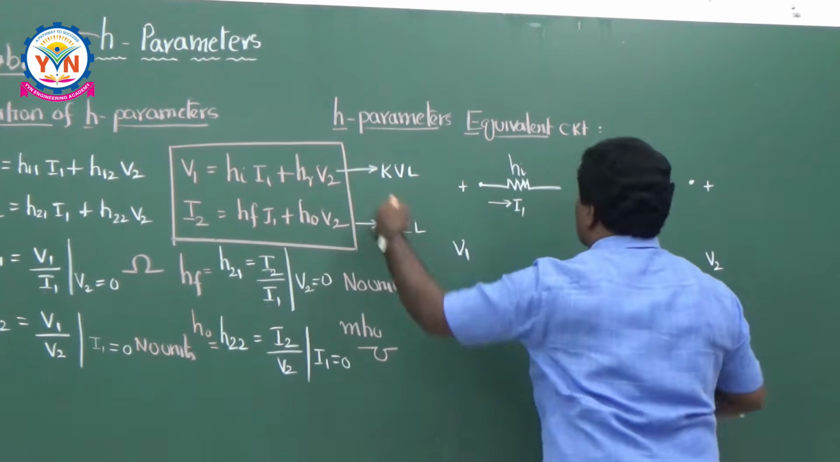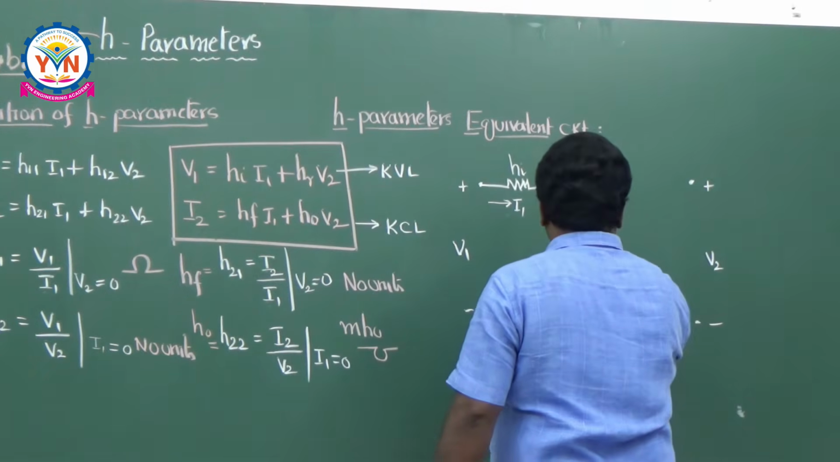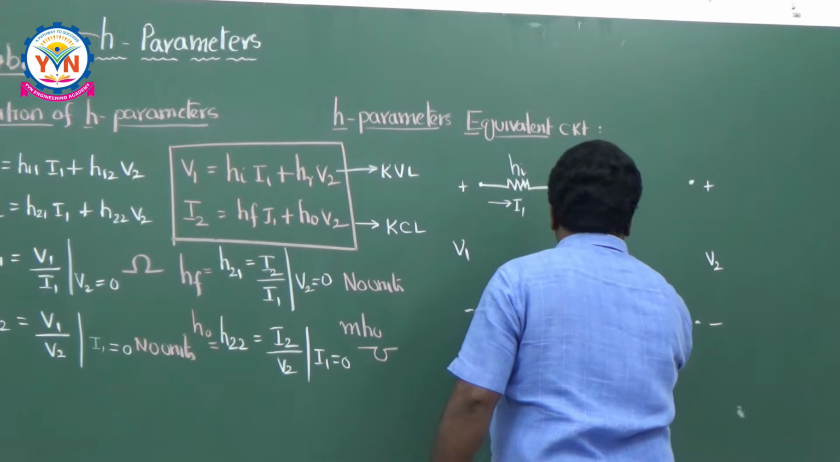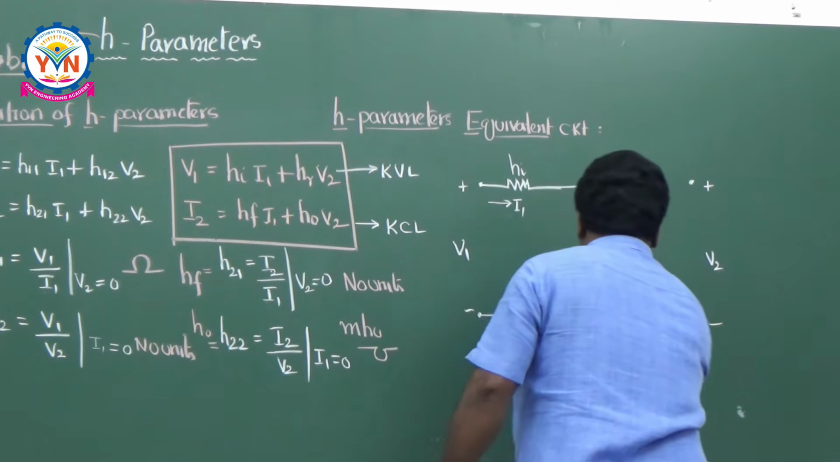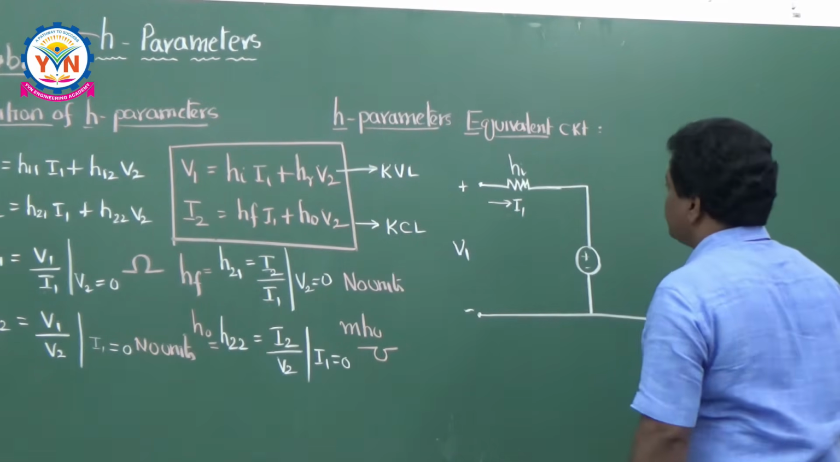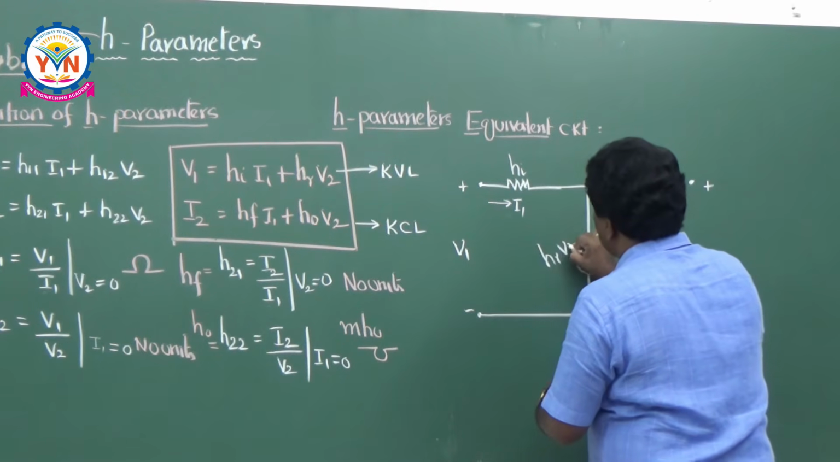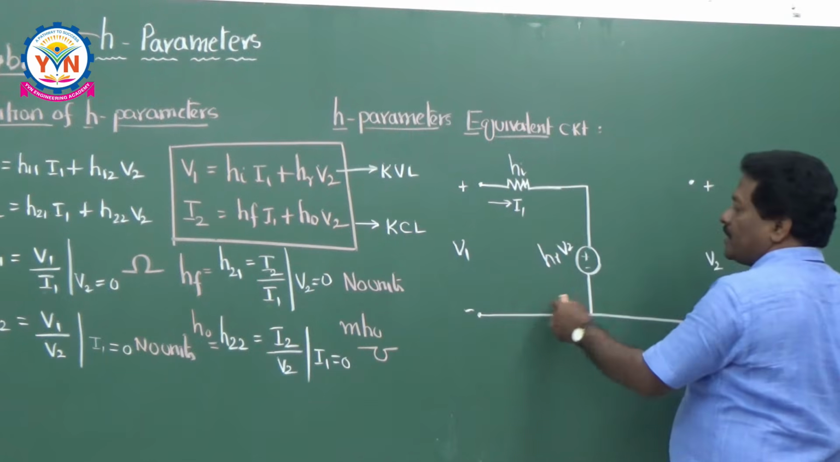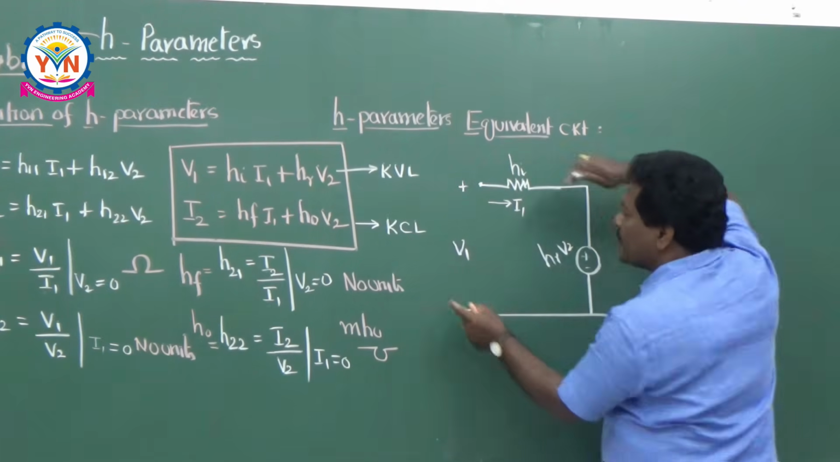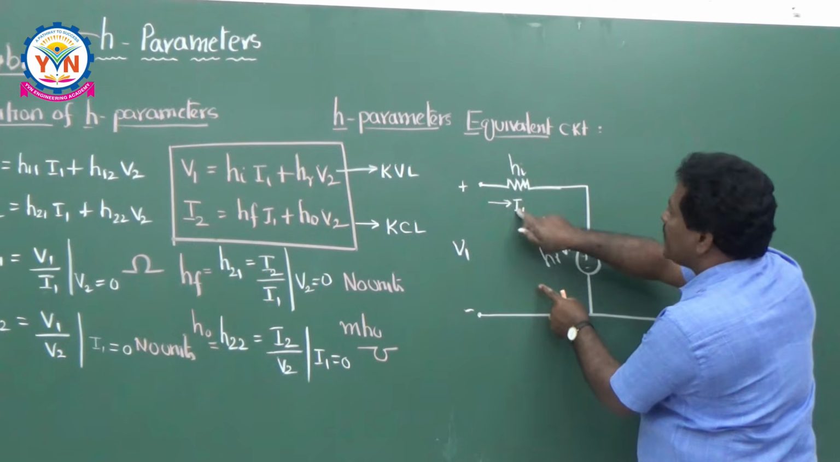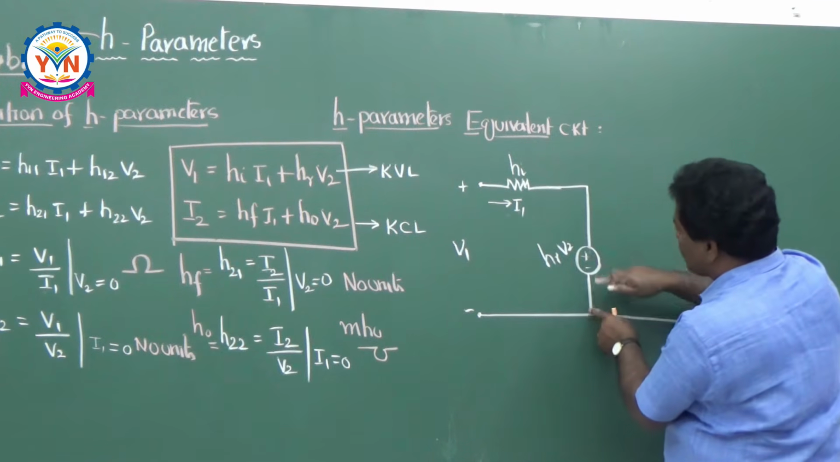It is a voltage source. That's why I can draw like this. It is a voltage source, plus and minus, and it is a common terminal for the input and output port. So this is HR times V2, plus and minus. Now you see the first equation is implemented. V1 is equal to HI times I1 plus HR times V2.